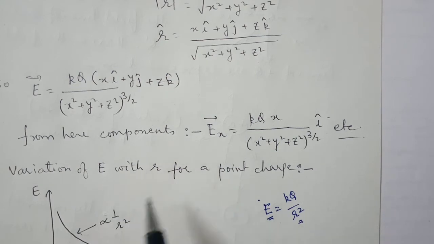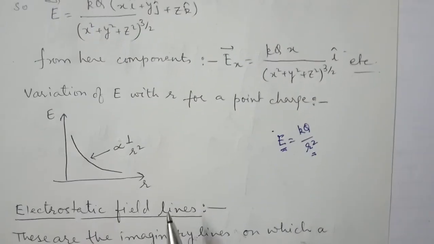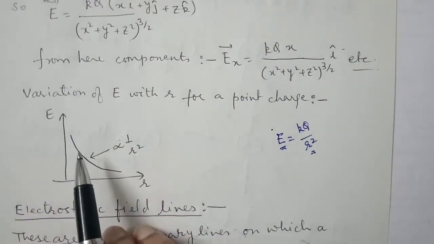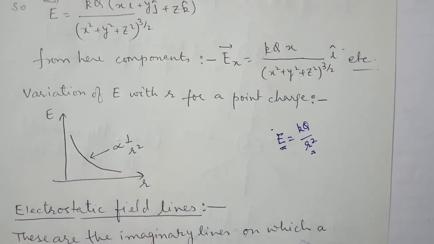Now let me go ahead graphically explaining to you the variation of field with distance. Considering point charge once again, field is kq upon r square. So field has inverse square relation for the point charge. Field varies as the inverse square, given by this graph.